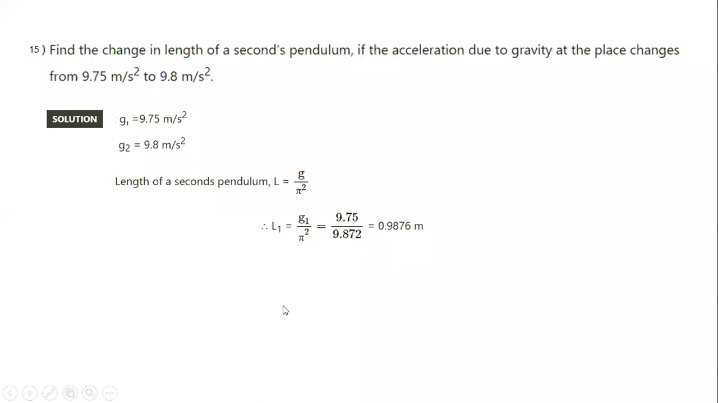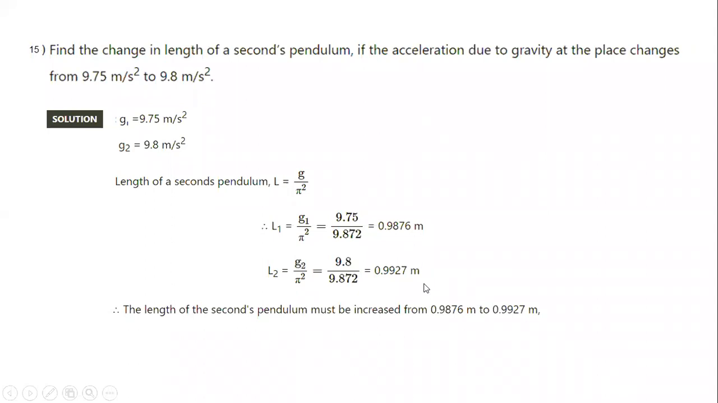0.9876 meter as L1. In similar manner we find out L2, G2 upon pi square. 0.9927 is L2. Now change in length is the difference in the length, L2 minus L1. As we take L2 minus L1, we get 0.0051 meter as the change in length.